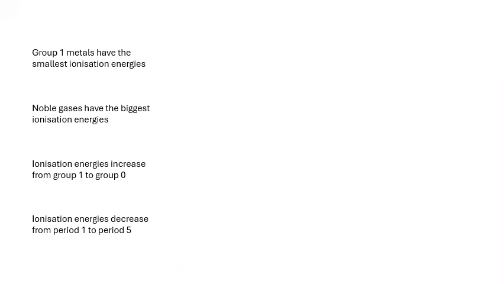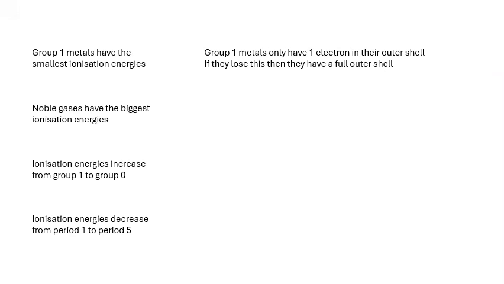First one, group 1 metals have the smallest ionization energies. Why? Because group 1 metals only have one electron in their outer shell. If they lose that electron, then they're going to have a full outer shell. So it's going to be quite easy. It won't take a lot of energy to remove that outer electron. It will take some energy, but not a lot.